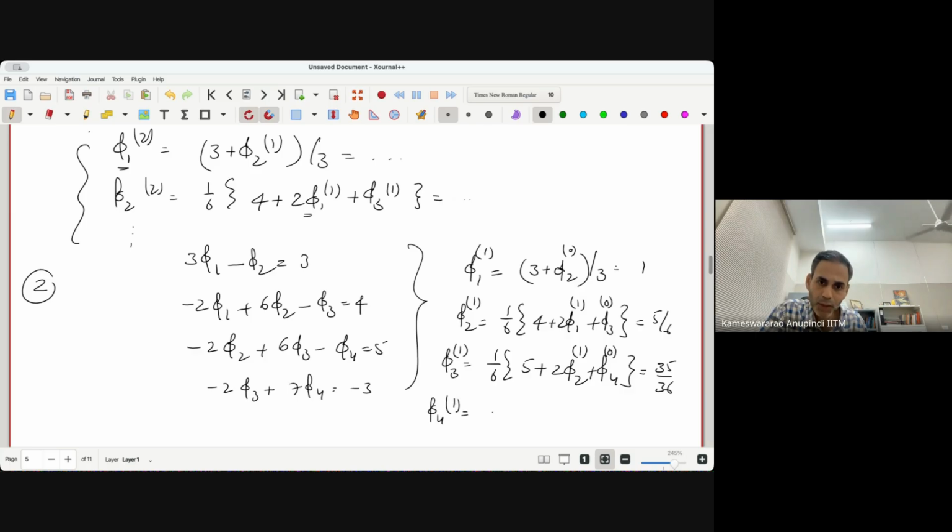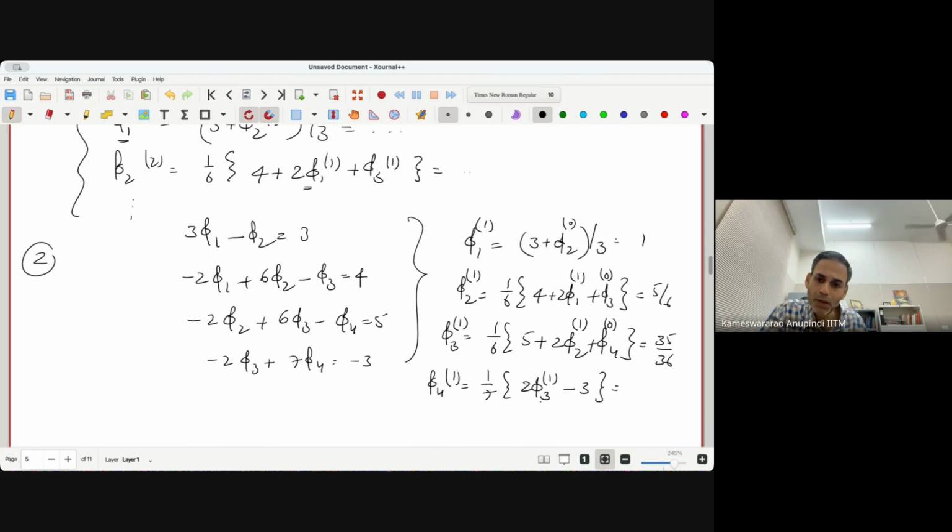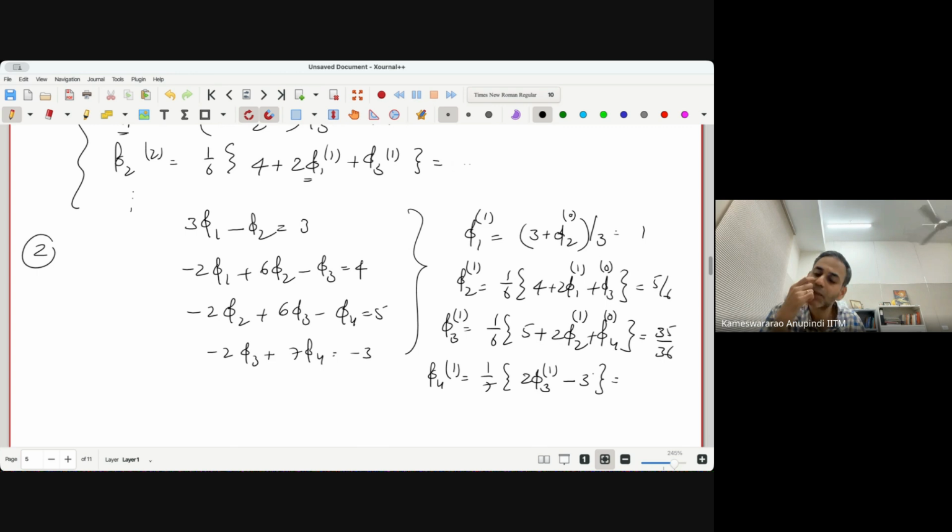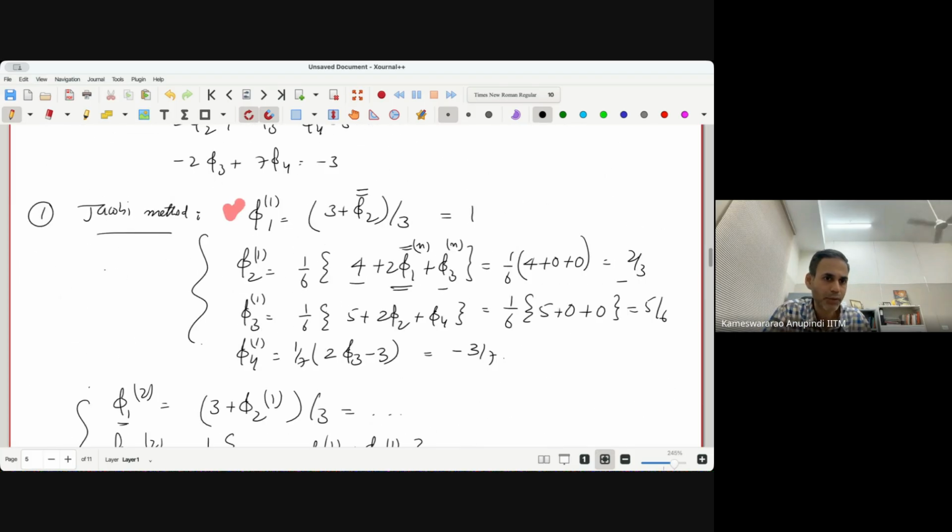Similarly, Phi4 at 1 is going to be 1 by 7 of 2 Phi3 at 1 minus 3. Earlier this had come out to be minus 3 by 7. Now, because Phi3 of 1 is 35 by 36, we're going to basically get some 70 by 36. So that is 70 minus 108 divided by 36 into 7. So we're going to get some value. So that is how you would do it if it were the Gauss-Seidel method. And this is how you would do it if it was Jacobi.